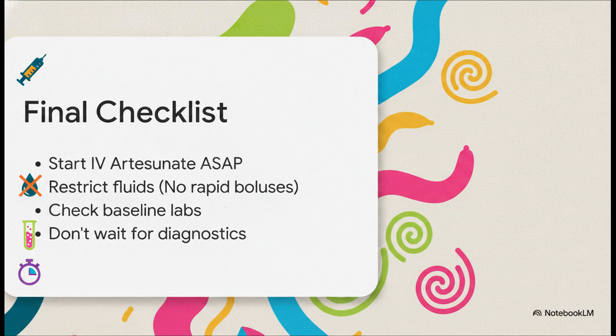Here is a final checklist. It basically summarizes everything we've covered today. Start your IV artesunate ASAP. Restrict your fluids and use pressors early. Check your baseline labs to identify those WHO severity criteria. And never, ever wait for the lab to tell you it's malaria if the patient is dying right in front of you. So I'll leave you with this provocative thought. If that next undifferentiated, hypotensive traveler rolls through your ambulance bay doors today, is your department truly ready to override your automatic sepsis reflexes and give them the highly targeted care that will actually save their life?